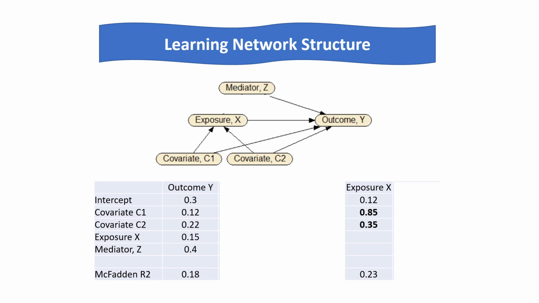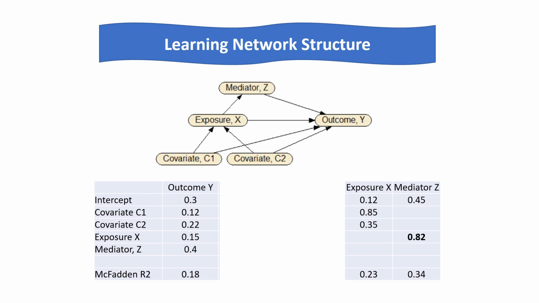The exposure variable X is regressed on covariate C1 and covariate C2, and both are statistically significant and non-zero. An arc is drawn from covariate C1 to exposure, and another arc is drawn from covariate C2 to exposure.